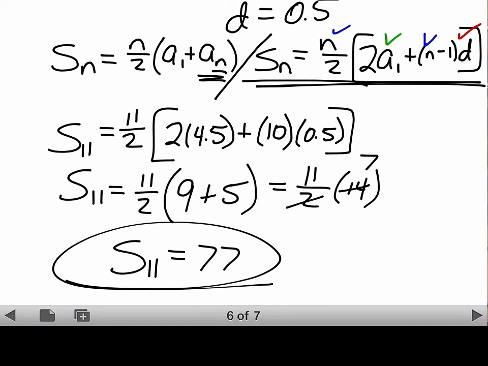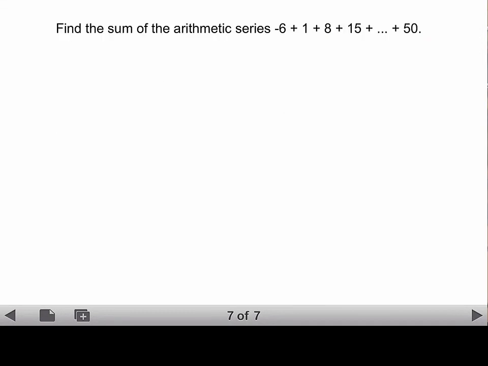So this is a rare occasion. I give you a formula, show you how to use it, move on. Let's move on. Find the sum of the arithmetic series. You see I'm using the word series here because we have a bunch of plus signs.